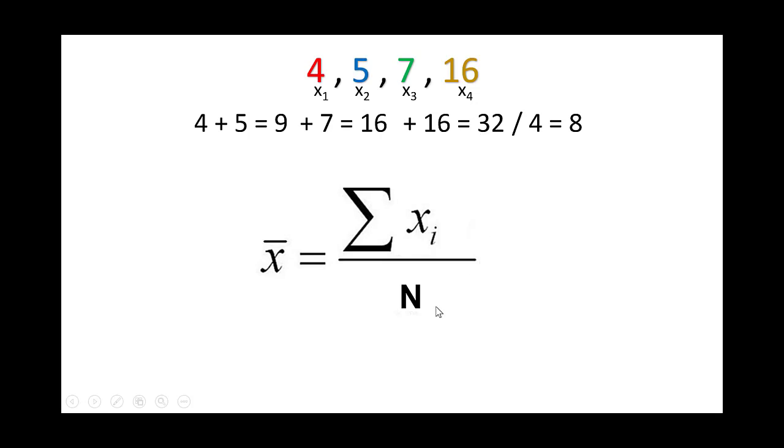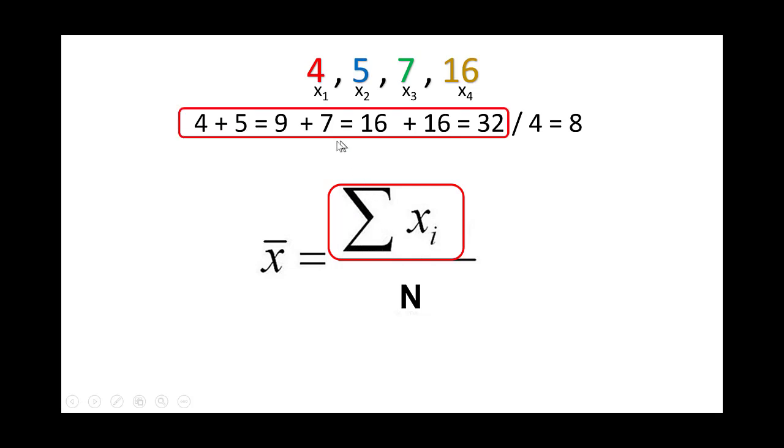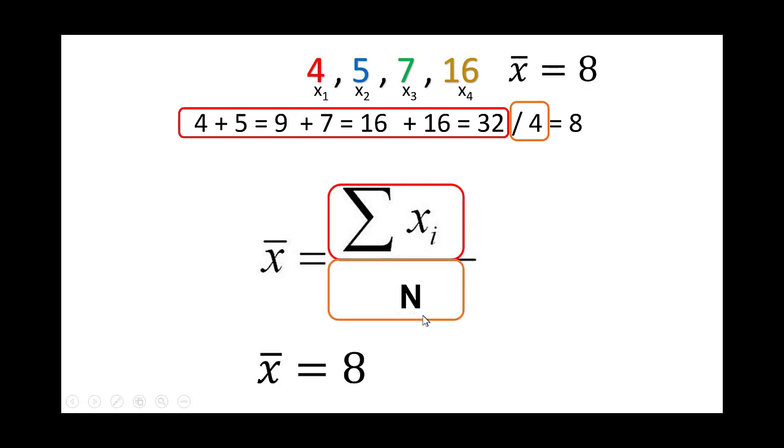And then back to the formula. At the bottom it says divide by N, and N is the number of pieces of data. So let's do the top section of the formula here. Sum up all the X's. That's exactly what we did up here. We summed up our values and we got a sum of 32. Next thing we did was divide by 4. That's dividing by N, and that's what's happening down here. And we got an average of 8, or X bar equals 8. Pretty simple.